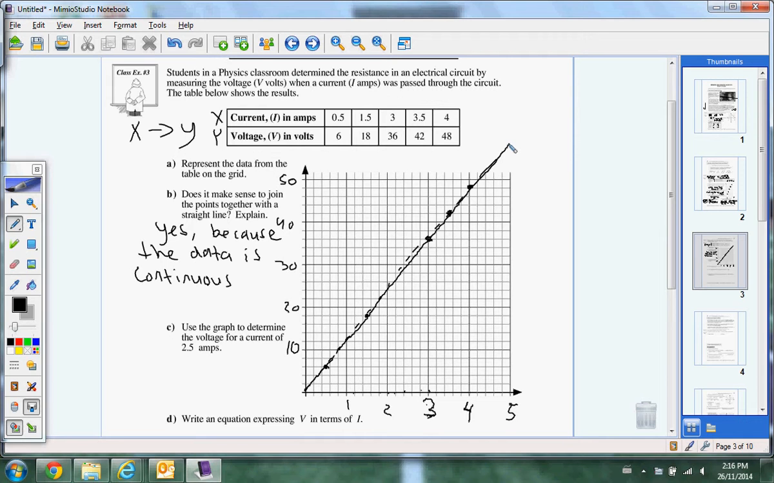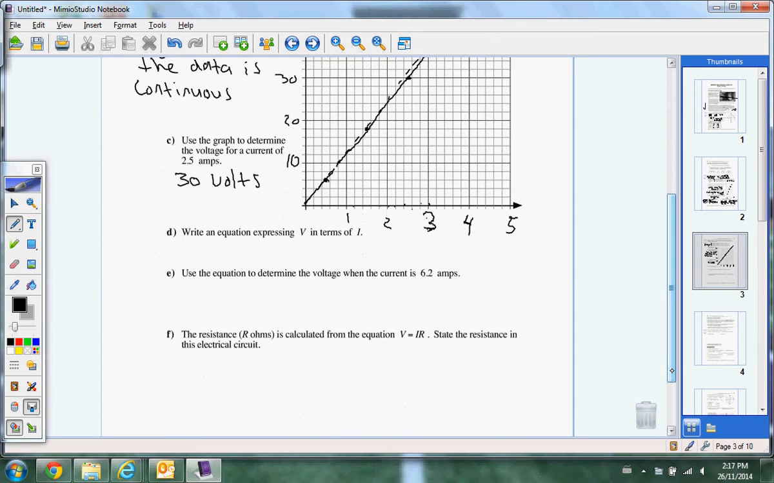Use the graph to determine the voltage for a current of 2.5 amps. So 2.5 amps would be here. I want to figure out what that's going to be. Looks like it's going to be 30 volts. Excuse me, 30 volts comes from 2.5 amps. Write an equation representing V in terms of I. So how is it growing? How is it growing?